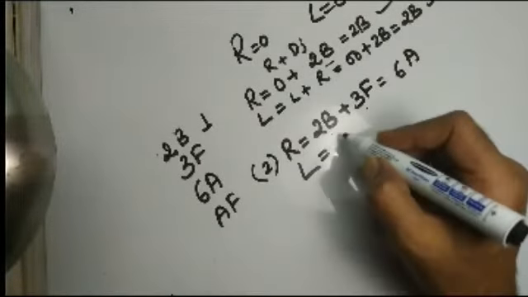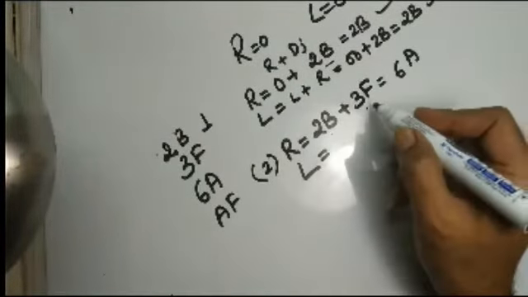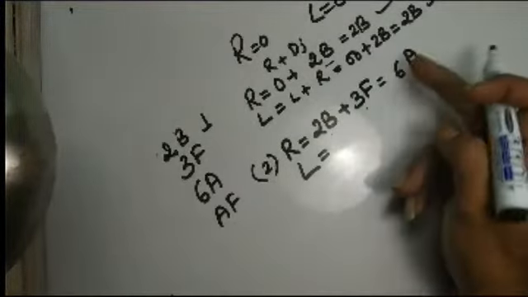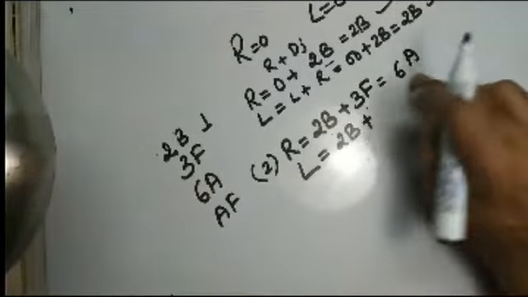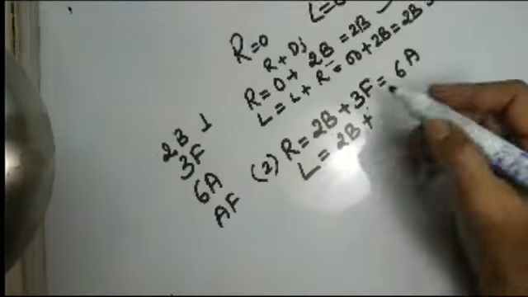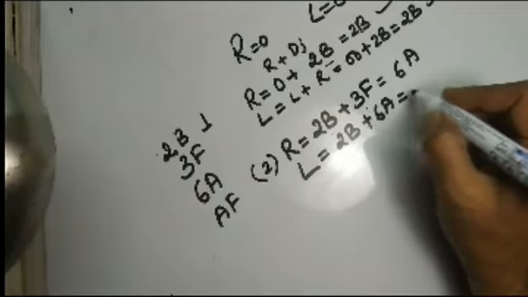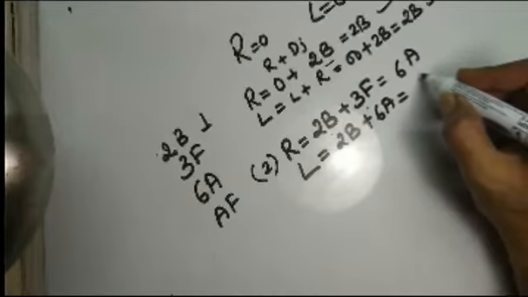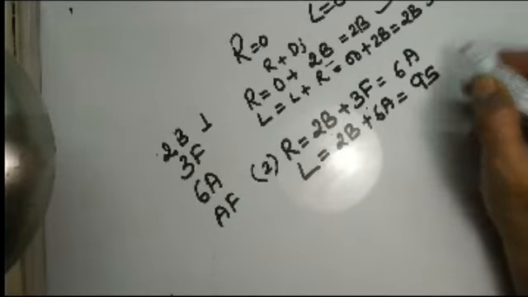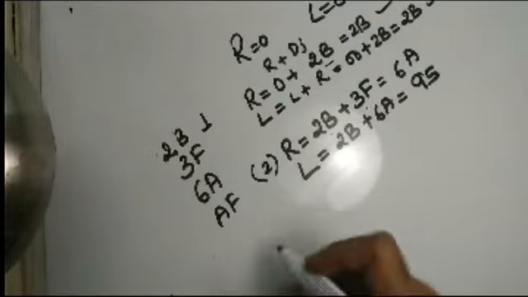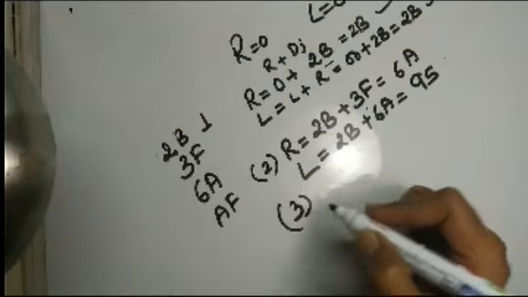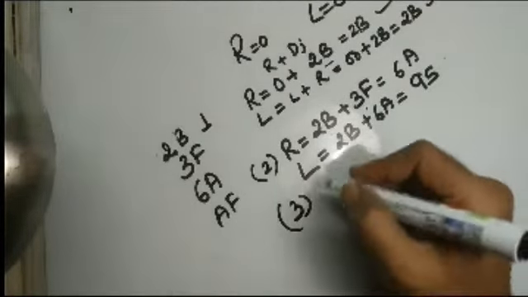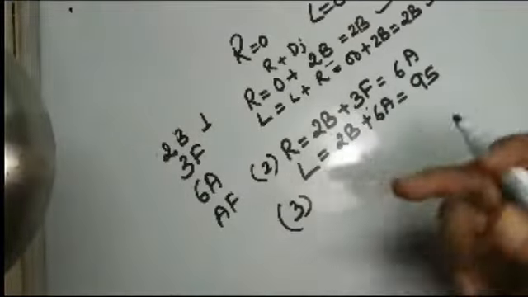L value is R plus L. Previously calculated L value is 2b, and the newly calculated R value is 6a. If I add these two, this becomes 95. I have calculated the value, so I am writing it over here. And in the third iteration, we'll see what happens. This process continues like this.